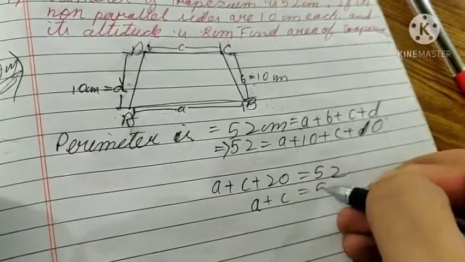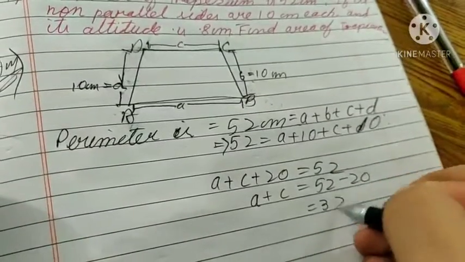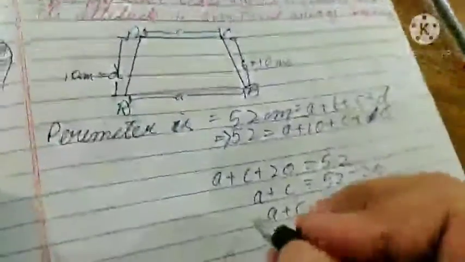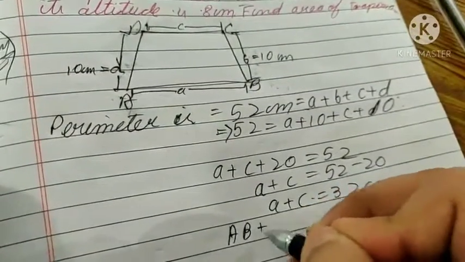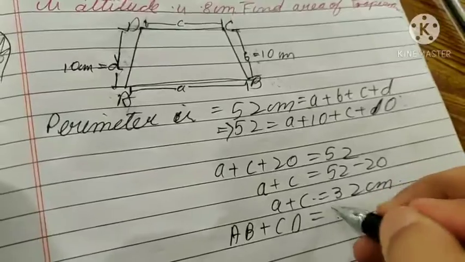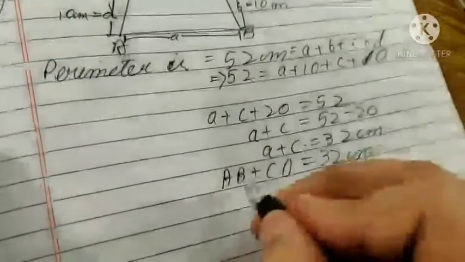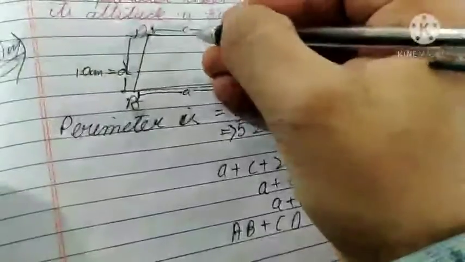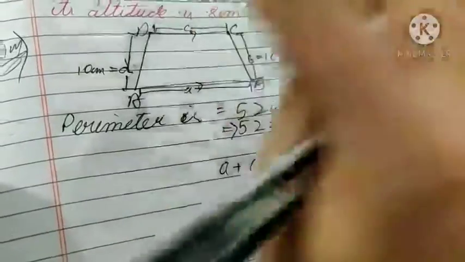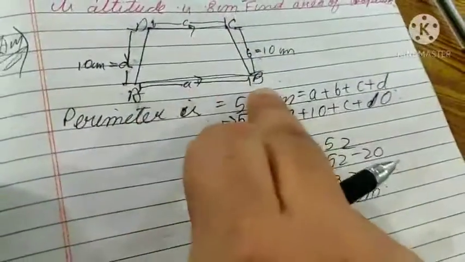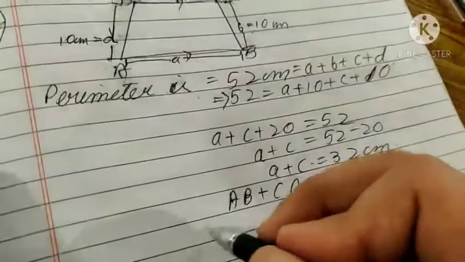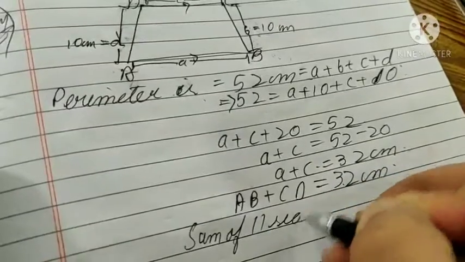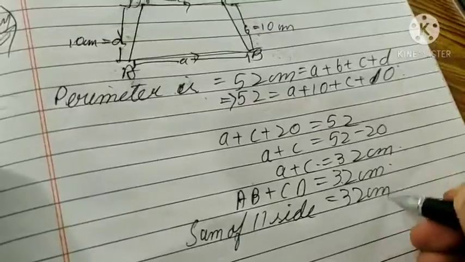A plus C equals 52 minus 20, that is 32 centimeters. What is A plus C? A plus C means AB plus CD is equal to 32 centimeters. What are AB and CD? AB is a parallel side, and AB is parallel to DC in a trapezium. One pair of sides is parallel. These are non-parallel, so these are parallel. AB and CD are parallel lines to each other. So the sum of parallel sides is 32 centimeters.